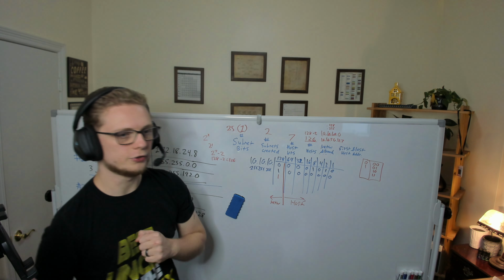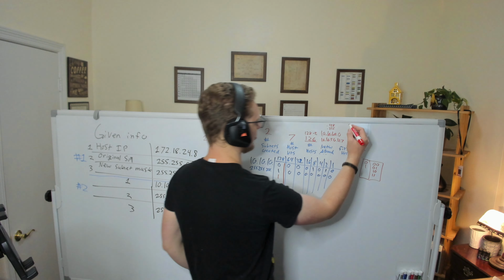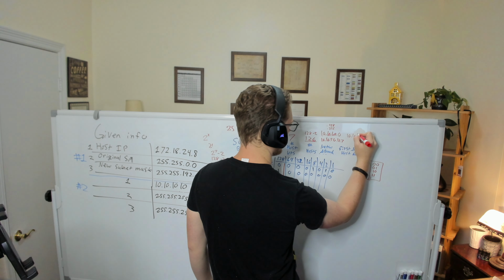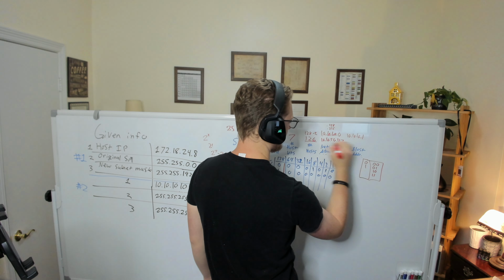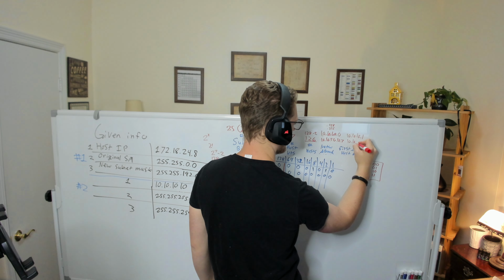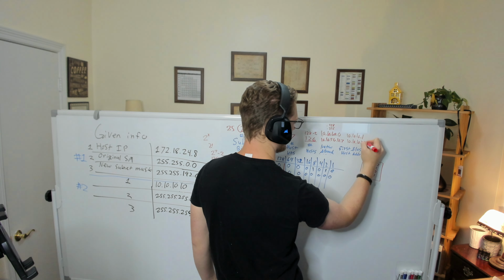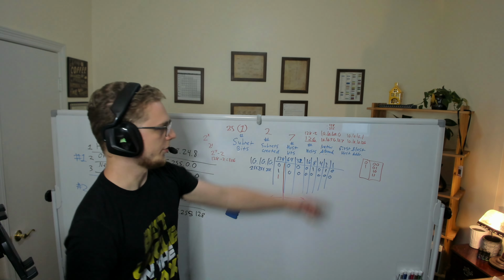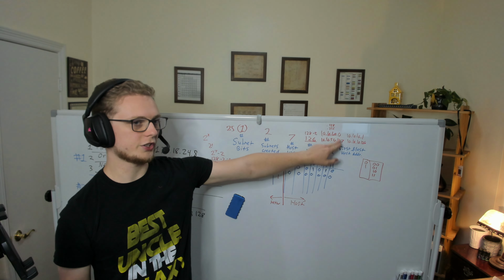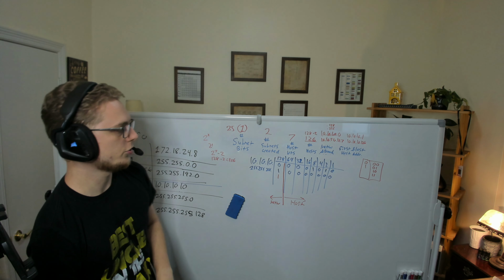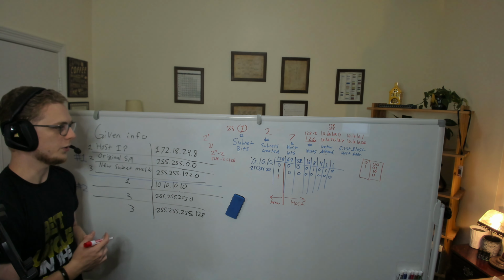What are the first and last host addresses? Super easy. Just add 1 here: 10.10.10.1. Subtract 1 there: 10.10.10.126. So we go 1 above the network address, 1 below the broadcast address. Those are all the usable addresses that we have.